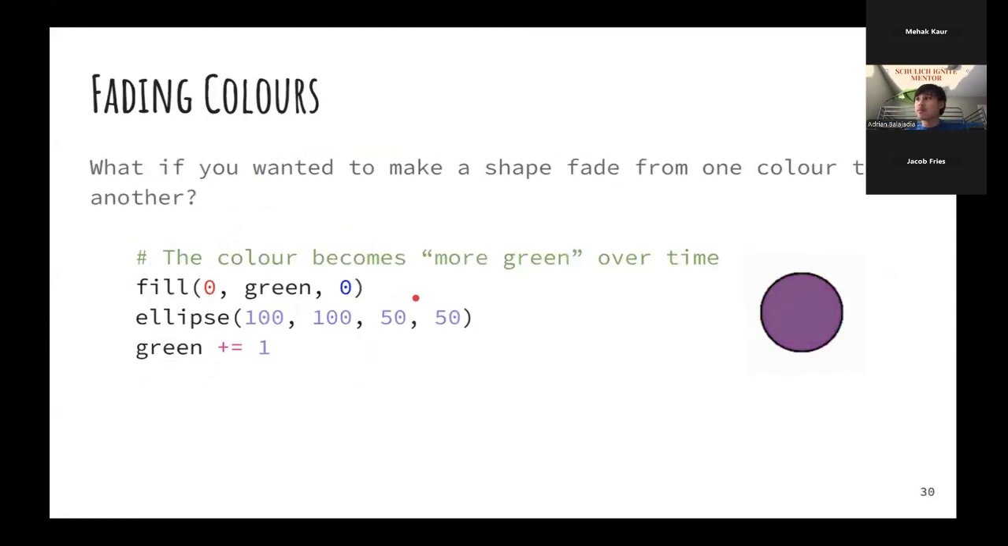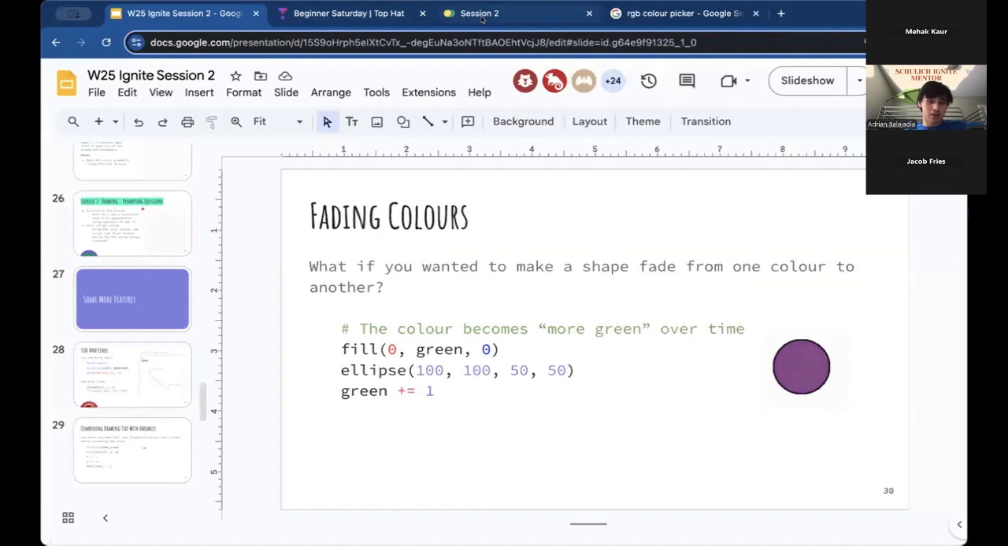And another thing that you could do is add fading colors. So in this case, when we're using fill, it's RGB. Well, you could choose green to be some sort of variable, and you could just add on to it, as you can see here. So over time, you increase the value of green, if that makes any sense. But I'm just going to go over some code.